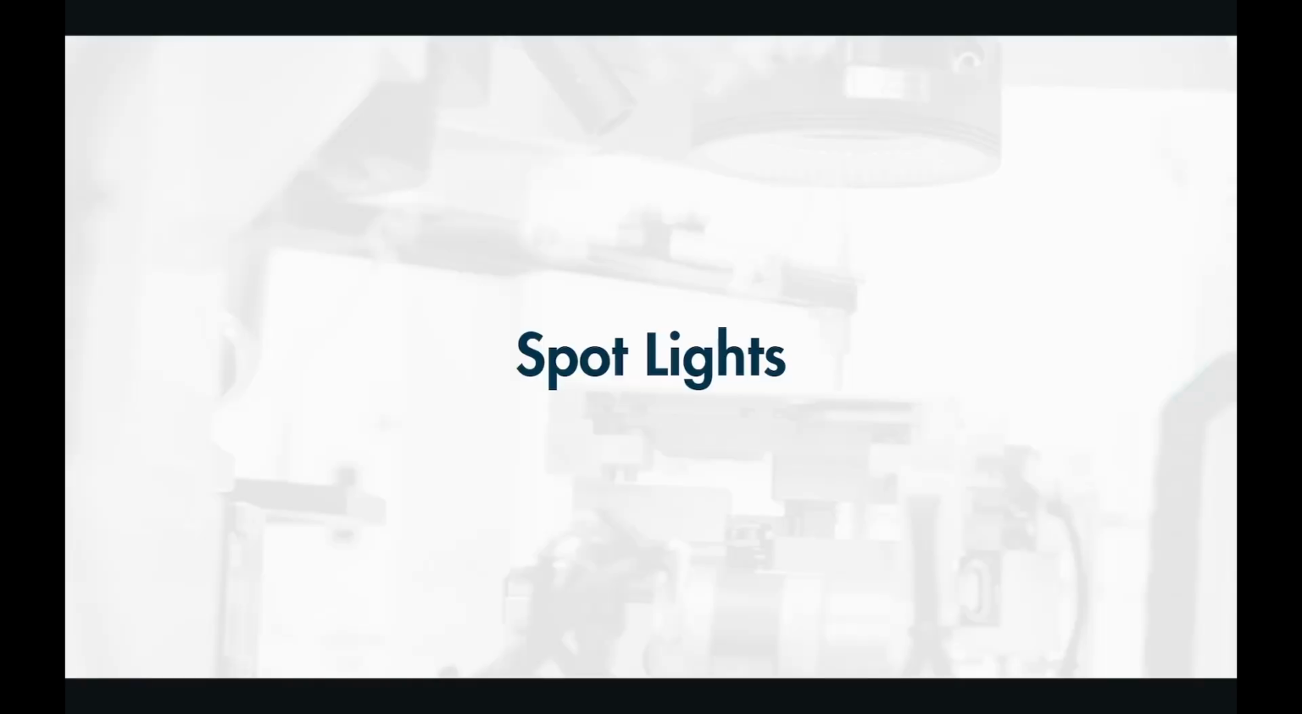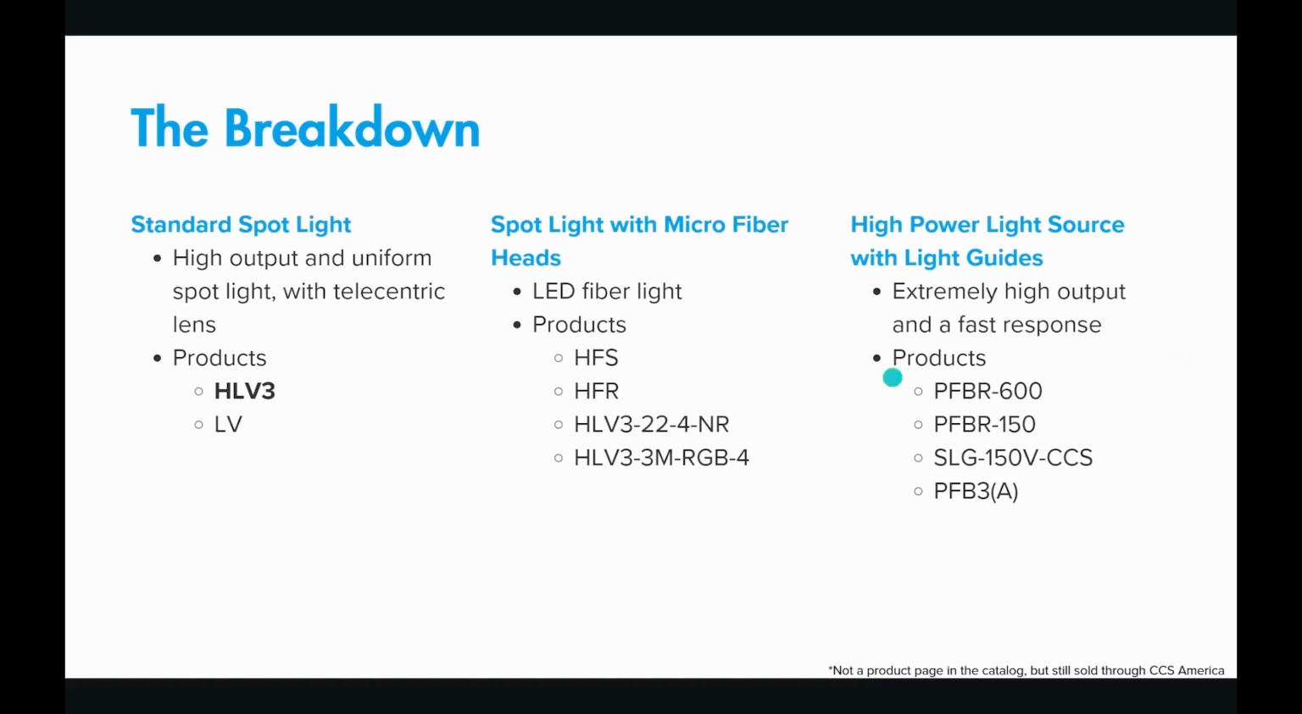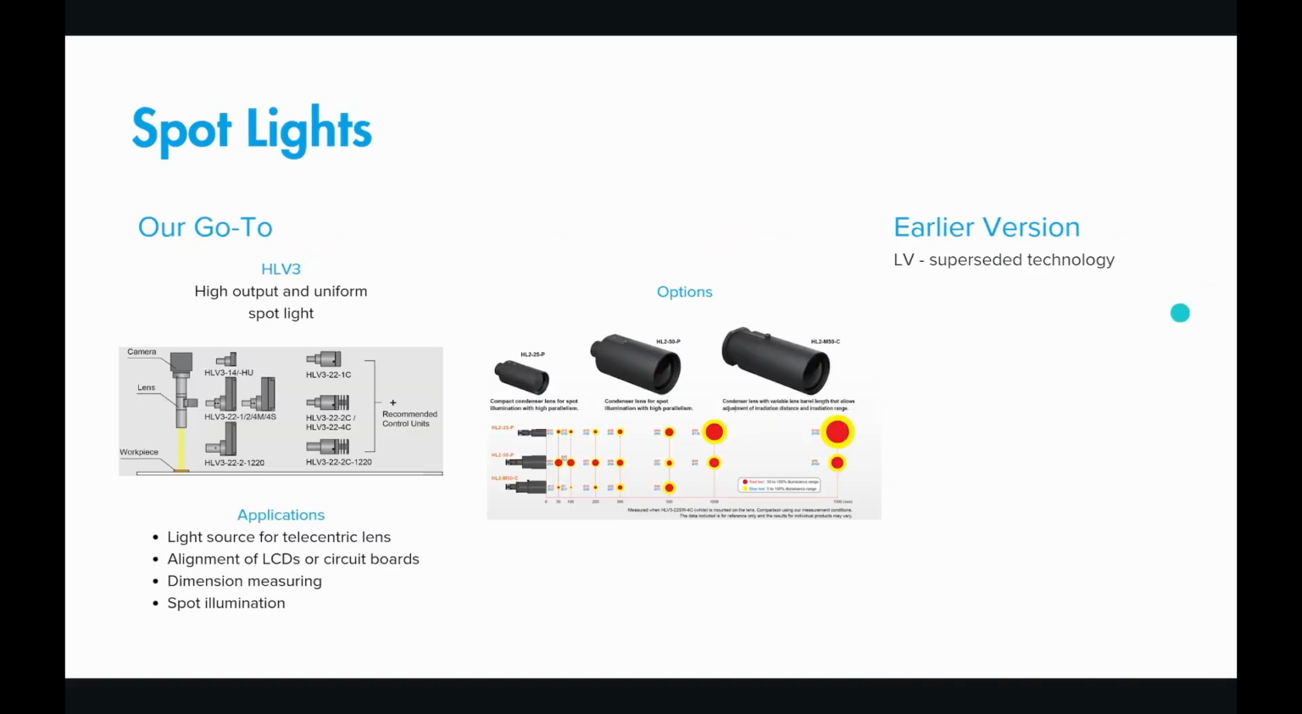So next we have spotlights. The breakdown, there's kind of our standard spotlights with the microfiber head, and then high power light sources with light guides. Our go-to spotlight is the HLV3. It's got two different shapes. There's the cylindrical shape and the L shape, and your kind of standard high output uniform spotlight. There is options to add a condenser lens to it to change the distance that it's illuminated and the diameter of the illuminated spot. And then the LV is just kind of the earlier version of the HLV3.